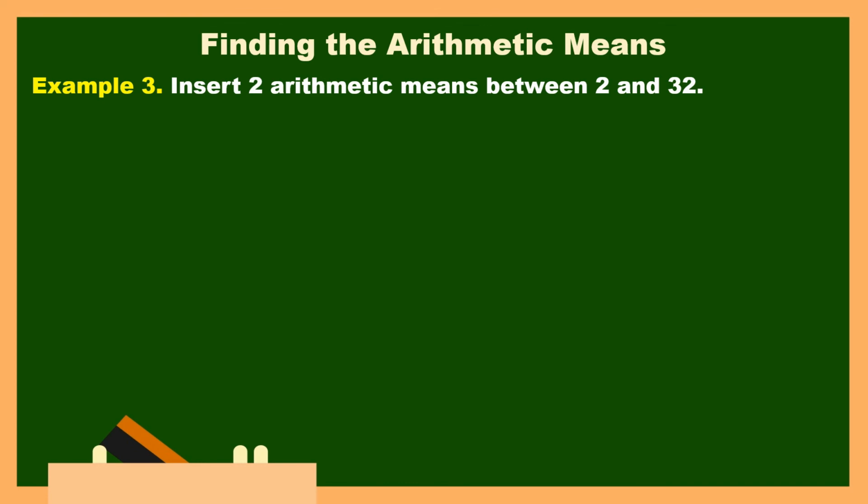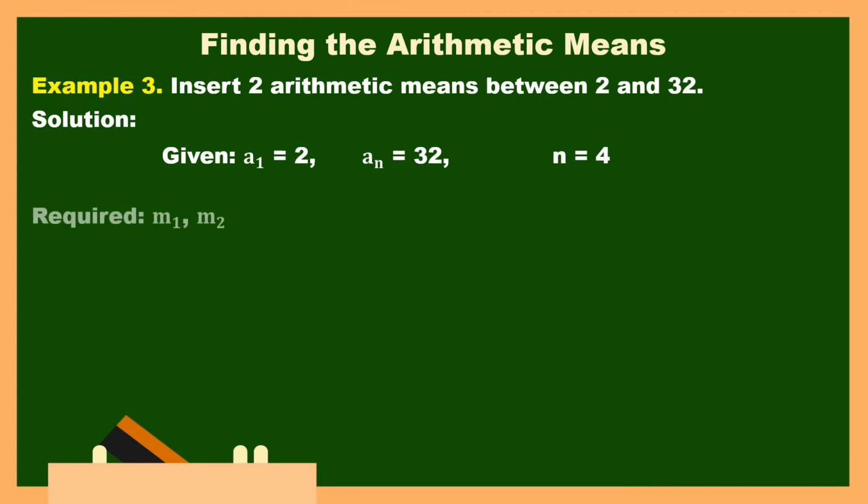So, ang una nating gagawin, i-identify natin yung given. So, our a sub 1 or the first term is equal to 2. A sub n or last term is equal to 32. At n ay equal to 4. Since we have two given terms and two arithmetic means na kailangang i-insert. So, all in all, we have n equals 4. And we are required to insert two arithmetic means, and that will be m sub 1 and m sub 2.